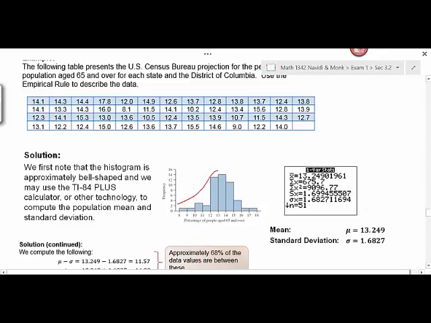This is, of course, assuming that you have a unimodal symmetric distribution. You look at the histogram to determine if that condition is met, that your distribution looks approximately normal. Once you've determined that your distribution looks approximately normal, we use the one variable stats to find our mean and our standard deviation.